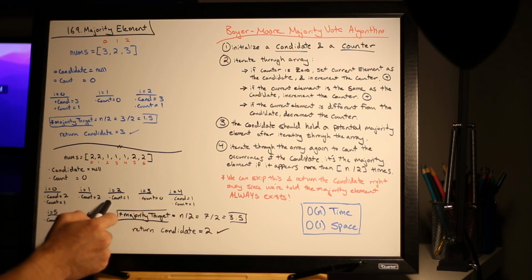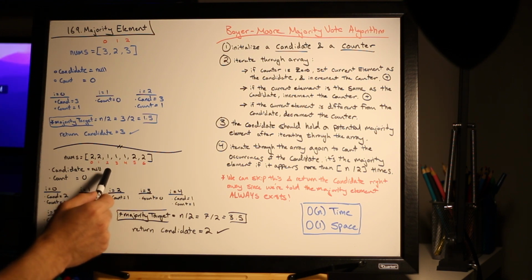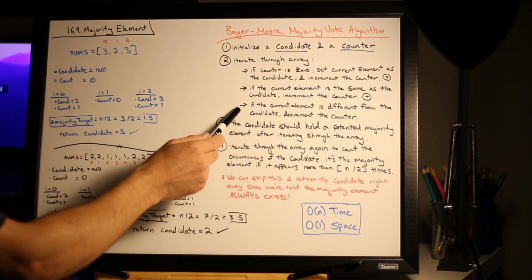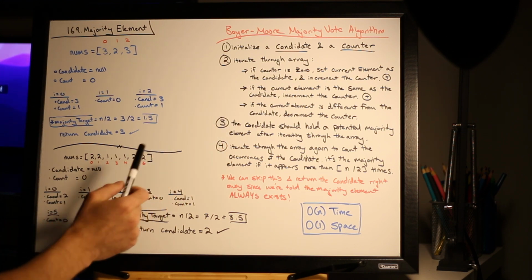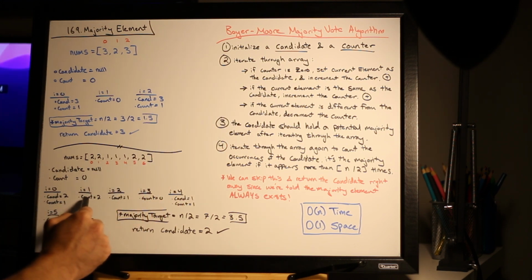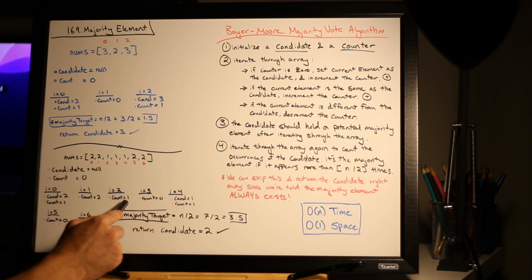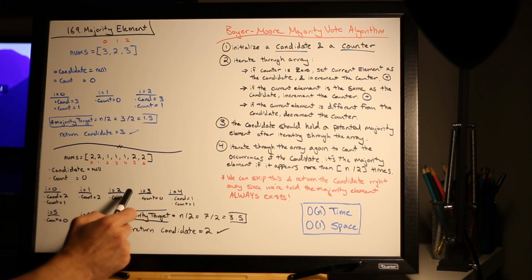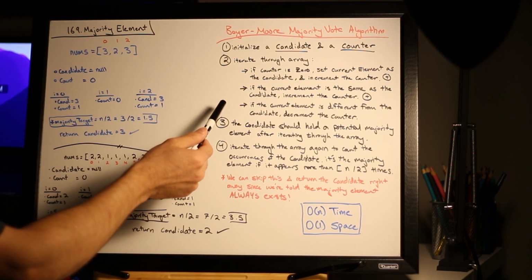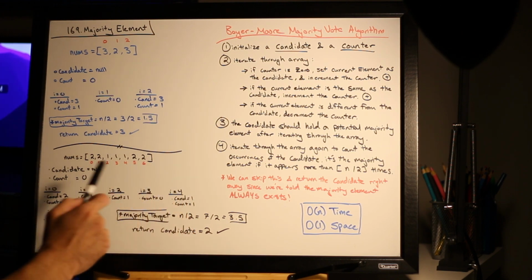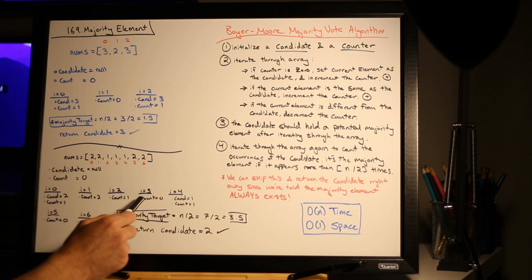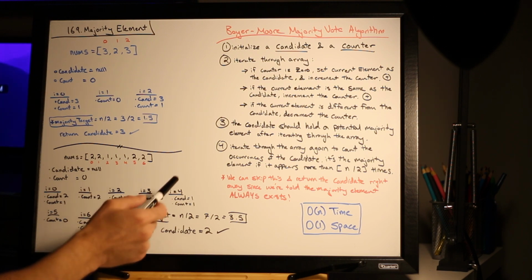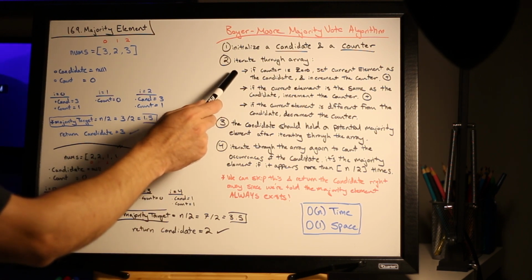Moving on to i equals 2, our current element is now 1, so the last case is going to be struck. If the current element is different from the candidate, we're going to decrement the counter. So the counter was 2, now we're going to decrement it by 1, and now it's at 1. So at i equals 3, that case is struck again where the current element is different from the candidate, because our candidate is 2. So we're going to decrement the counter, and we're at 0. And now, since we're at 0, we know the next step is going to be this one.